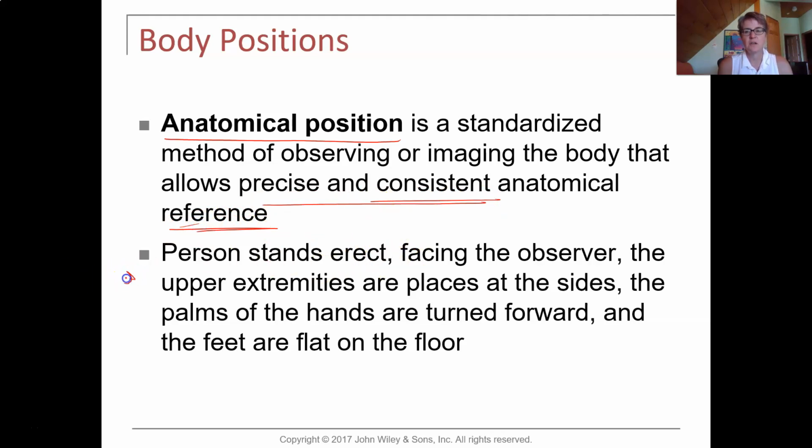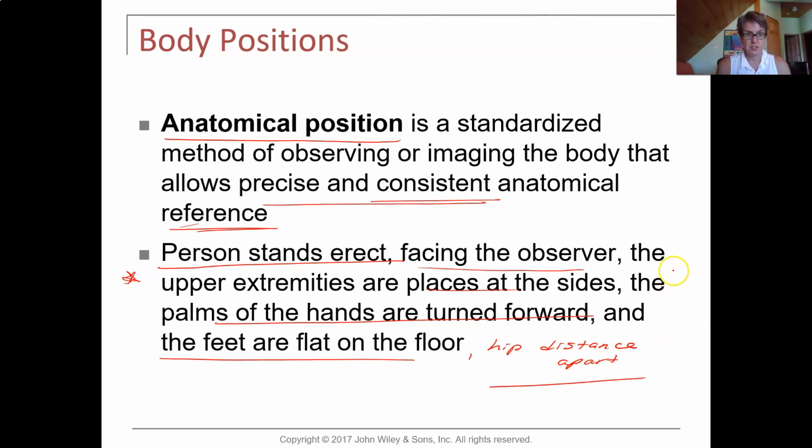So the definition of the anatomical position is, for us, because it's human anatomy and physiology, the person is standing upright, standing erect, facing you, the observer. Their upper arms are at the sides with the palms turned outward, turned to the front. And the feet are flat on the floor, about hip distance apart. That is the anatomical position. I guess I should have looked at this before I started yammering. I didn't, because it doesn't change.